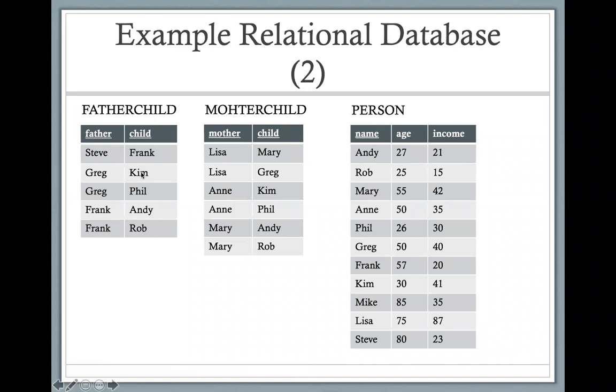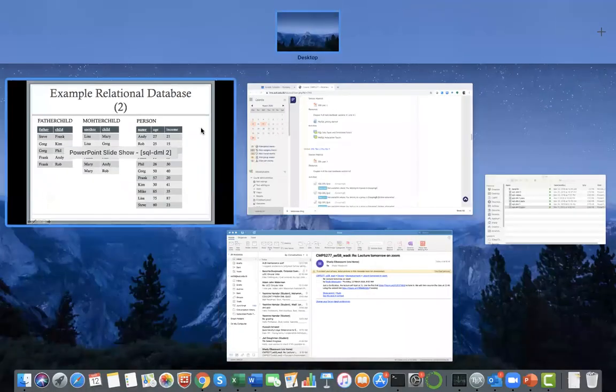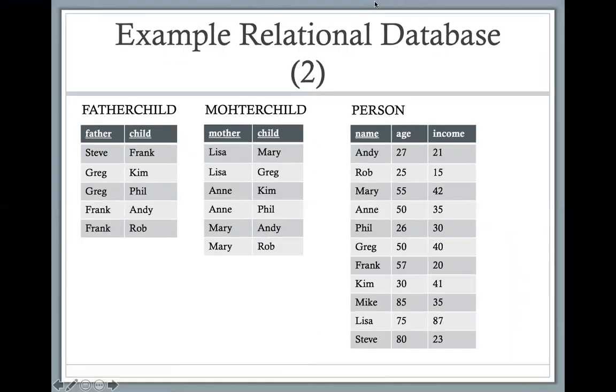Let's look at Greg and Kim. How much does Kim make? 41. How much does Greg make? Greg makes 40. So yes, Kim makes more than Greg. So I should return Kim. Her income is 41, and the income of her dad, which is Greg, is 40. Okay, thanks. Perfect. So we'll see now how we write the SQL statement, but that's what we want to achieve.